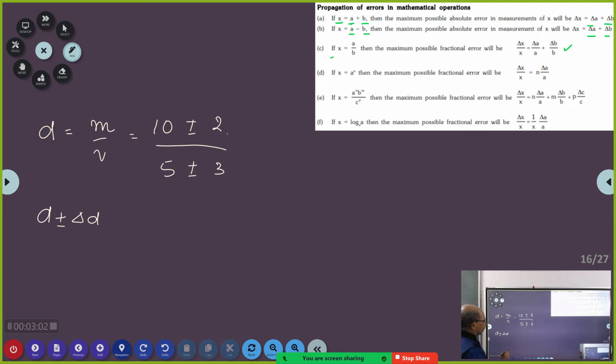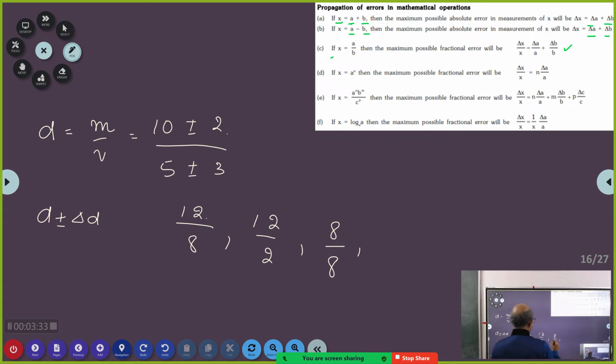See, now you see the situation. Situation number 1: it can be 10 plus 2, 12, and the denominator can be 5 plus 3, 8. This is one situation. The other situation will be 10 plus 2, 12, and the denominator 5 minus 3, which is 2. Like that you can enumerate all the possible errors here. So it can be 8 and the bottom also 8, and it can be 8 and the bottom can be 2. These are the possible maximum errors. Now which is more? See here, this becomes 3 by 2, this becomes 6, this becomes 1, this becomes 4.